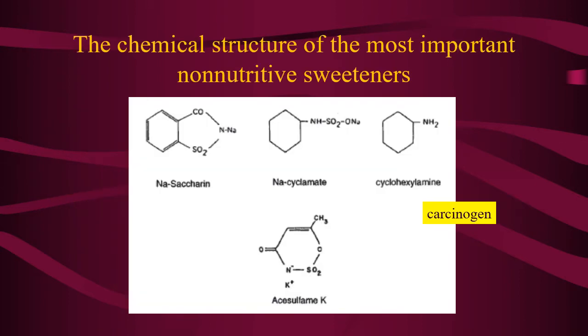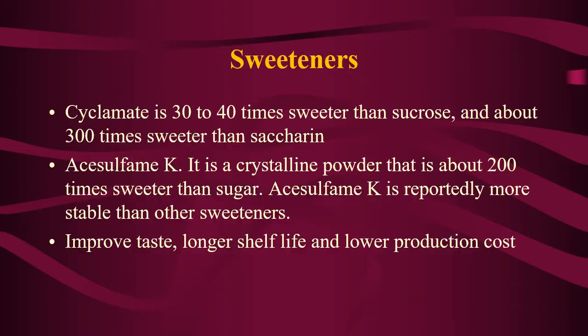These are the chemical structures of the most important non-nutritive sweeteners such as saccharin, cyclamate, cyclohexylamine, and also acesulfame K. However, cyclohexylamine is not allowed to be used due to the carcinogenic property of this additive. To elaborate, cyclamate is actually 30 to 40 times sweeter than sucrose and about 300 times sweeter than saccharin. While acesulfame K is a crystalline powder that is about 200 times sweeter than sugar.